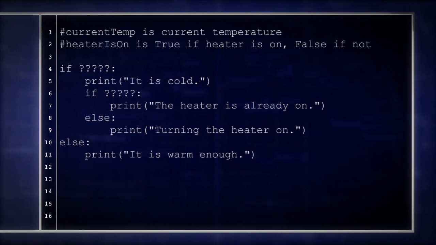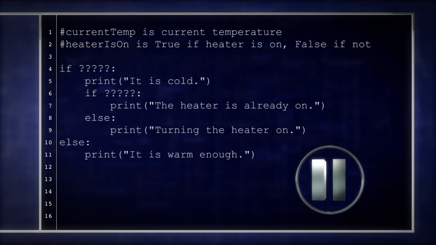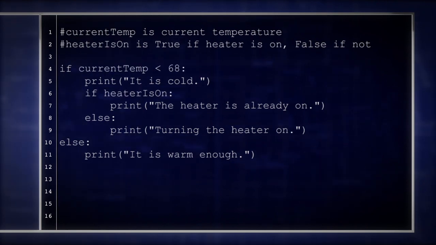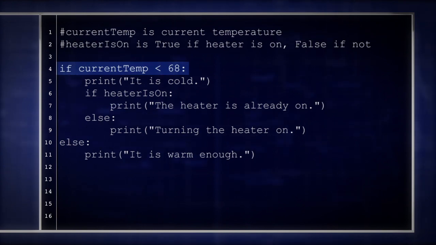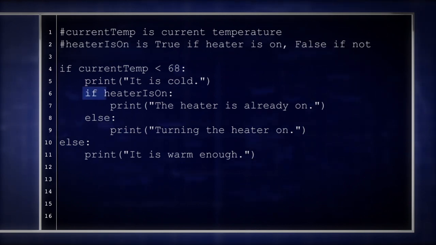Let's look back at one of our earlier examples, the one where we illustrated nesting. Initially, we just had true and false as the conditions. Imagine that we had the current temperature stored in a variable called current temp, and we had a Boolean variable, heater is on, that's true if the heater is currently on and false otherwise. How might we write our condition? Well, for the first one, we might do a comparison, whether current temp is below some threshold, say 68 degrees, or not. For the second, we can use the heater is on variable to be our condition.